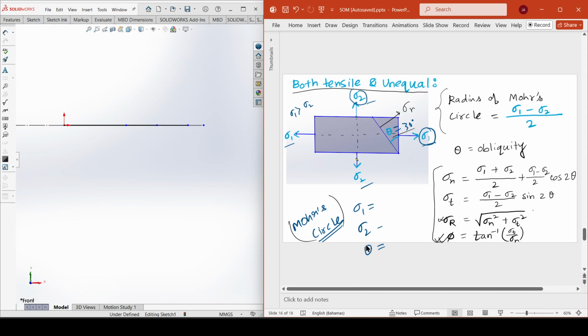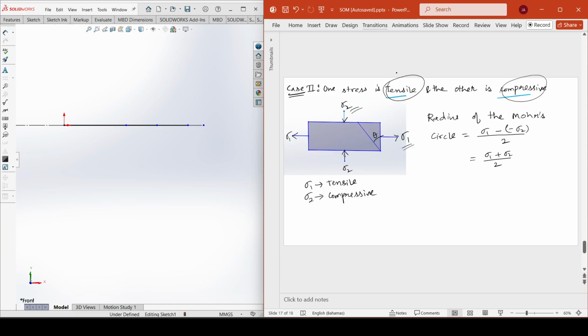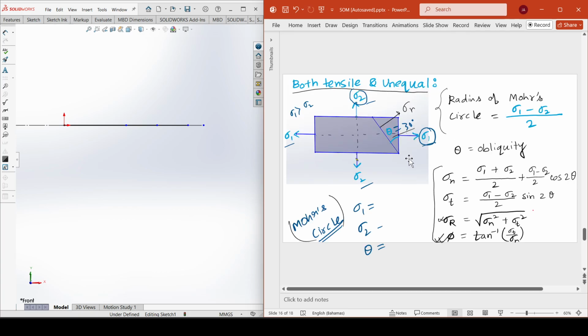So we have this one case where both the stresses are tensile and unequal. You can also have the case where one stress is tensile while the other is compressive. You can see that sigma 1 is tensile and sigma 2 is compressive, as it is compressing this bar. We want to talk about both of them. At first, let me talk about the case where both stresses are tensile and unequal.